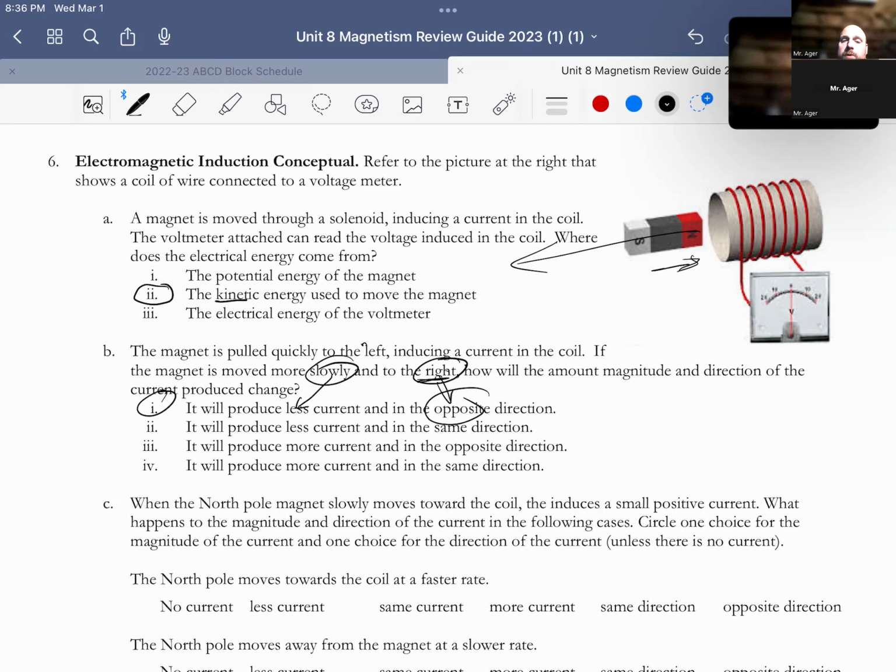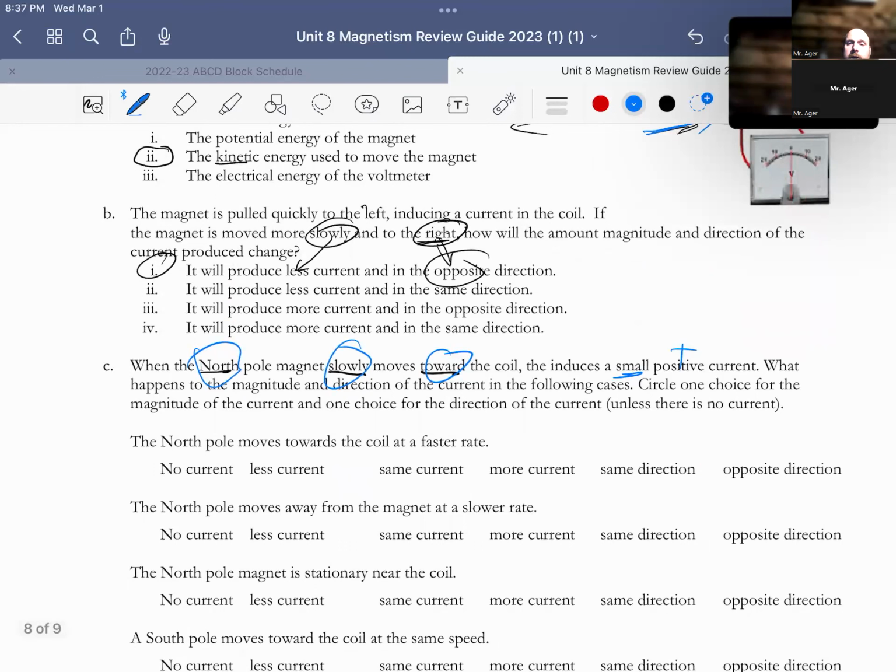All right, when the north pole moves slowly toward the coil, so look at the picture here. Actually, let's make that blue. North, slowly toward. So we're going towards it here. Blue. It induces a positive charge, small positive. What happens to the magnitude and direction of the current in the following cases? So we're going to go through and change those different things and see how each one affects it. I'll go back to black.